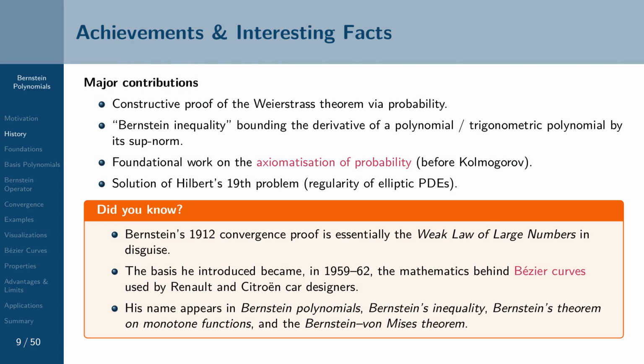A few facts worth remembering. Bernstein's 1912 convergence proof is essentially the weak law of large numbers in disguise. We will see exactly how. His name is attached to several results. The Bernstein inequality, which bounds a polynomial's derivative by its size, Bernstein's theorem on completely monotone functions, and the Bernstein-von Mises theorem in statistics. And the basis he introduced for an abstract approximation theorem became, around 1960, the practical tool that car designers at Renault and Citroën used to describe smooth body panels.